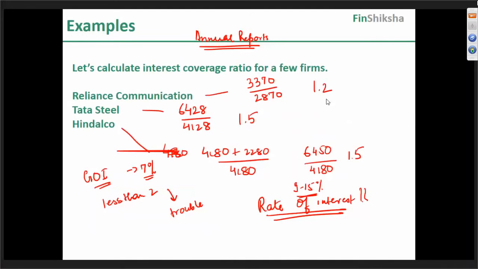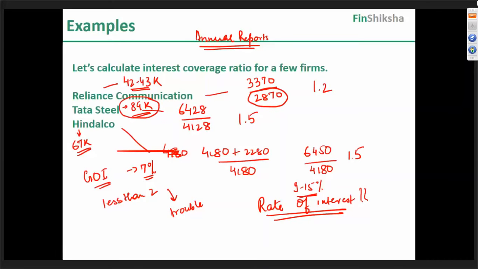Let's write these down just in case we forget. So Reliance Communication was about 43,000 crore. Tata Steel was about 84,000 crore, and Hindalco was about 67,000 crore, right? What should be 10% on this? 10% on this should be 4,000 crore. We see only 2,870 here.